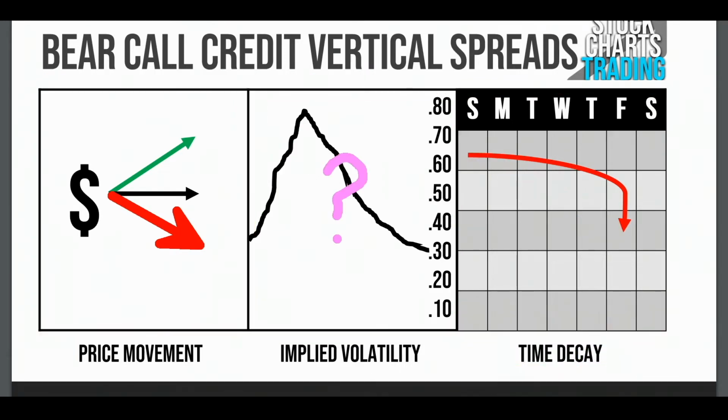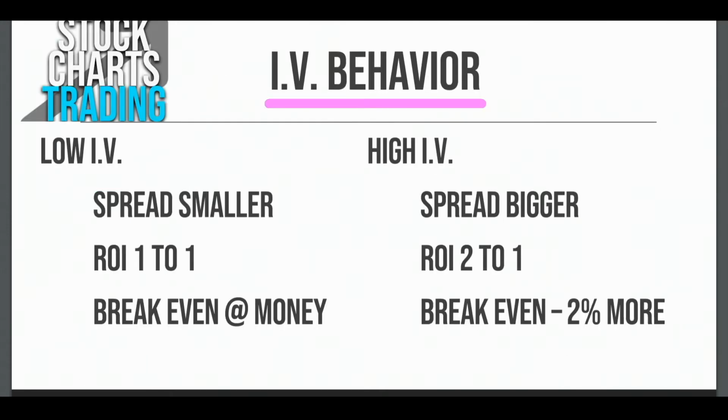So if I had to guess, will implied volatility absolutely fall off? There's no guarantee. Will time decay fall off? There's 100% guarantee there. And the only way I get this is if I sell bear call spreads. And I get it because the IV behavior on low IV trades has much smaller spreads, better ROIs, and better break-evens. Versus the high implied volatilities, the spreads are bigger, the ROIs are worse, and the break-even is a bigger percentage away from the price.